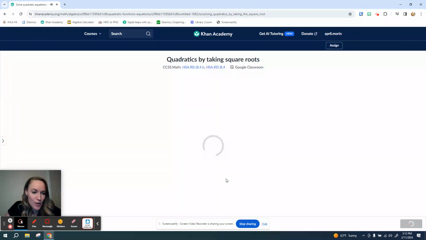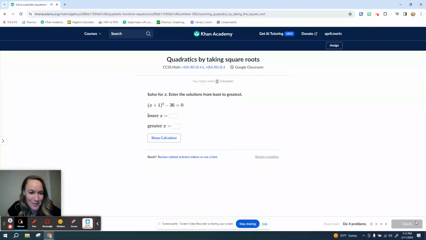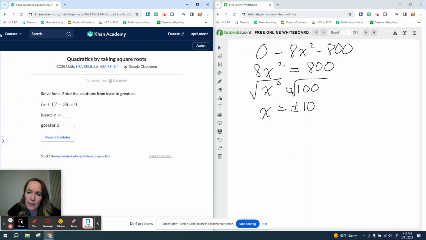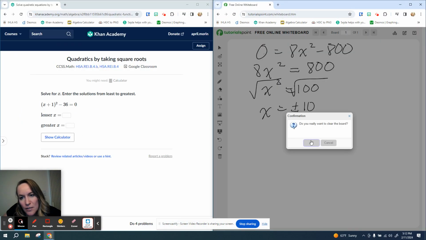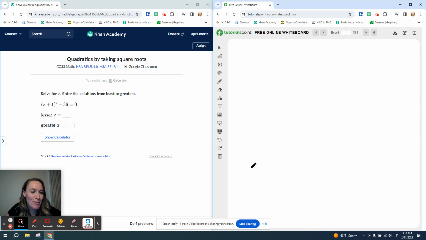I'm sure the bigger, harder problems are coming. Let's see what's here. Okay. We need to solve for x, and we're going to enter our solutions from least to greatest. Perfect. So things are looking a little bit more complicated. Don't worry, I still see only one x, and it's really not that bad yet.